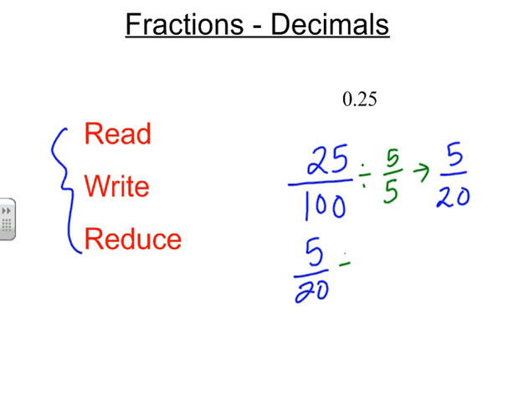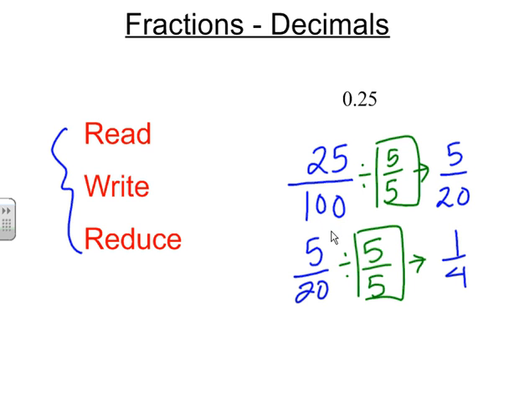We can divide by 5 again, and we end up with 1/4. We could have divided straight up by 25 the first time if we thought of a number that large. So this is how we go about changing a decimal into a fraction. We're going to read it, we're going to write it, we're going to reduce it.